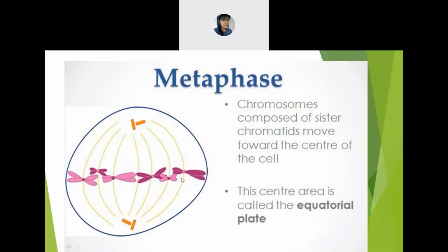Equator. In geography also, I think you have discussed the North Pole, South Pole, equator and all those. Yes or no? In geography? So same thing here also. The middle one is known as the equator, right? So this is the equatorial plate. The chromosomes will come and meet together at the center. This thing happened in the metaphase. Shall we move to the next phase?